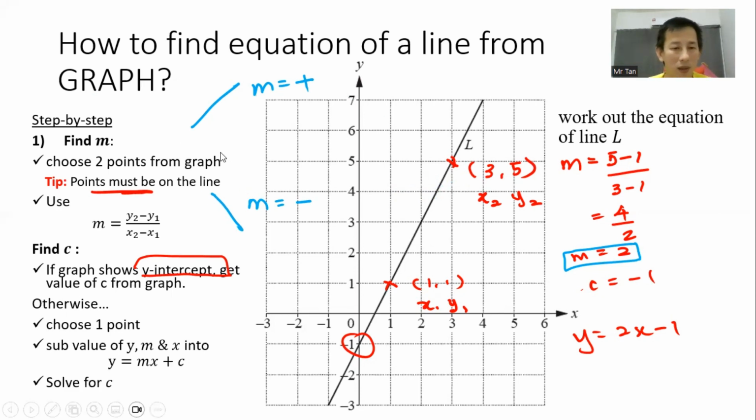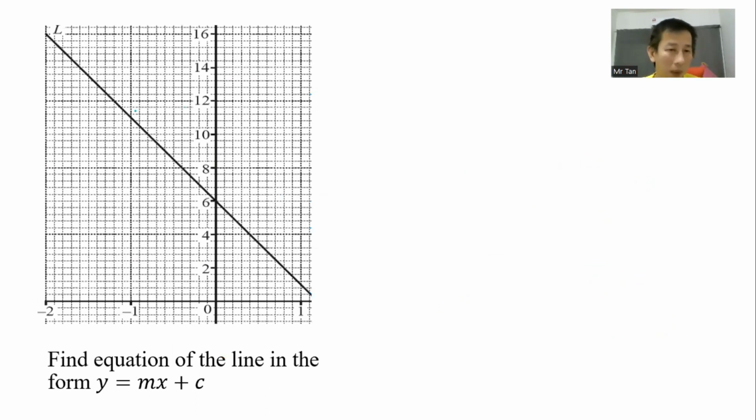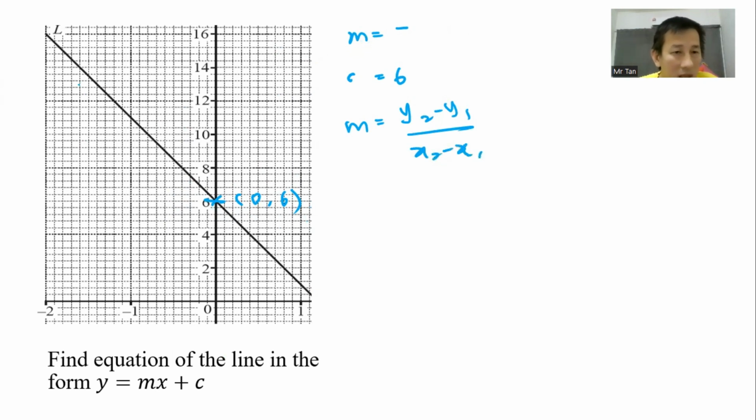Now, this one. From the graph itself, you should know that the m should be negative. So to calculate, choose 2 points. Here is 0, 6, and from here we know the c is equal to 6. Now we need to find the m. m is equal to y2 minus y1 over x2 minus x1. 0, 6, and pick another one. Just take here. This is -2, 16.